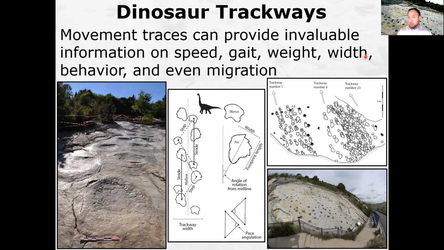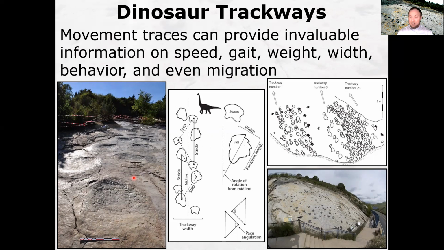We can also tell about the width of the animal. Some behaviors are evident from trackways. We'll talk about that a little bit later. And maybe even migration, where the animals went. So this is a trackway here. You see this is probably a meter stick for scale. Just these massive footprints. These are sauropod footprints, some kind of very large herbivorous sauropod dinosaur.